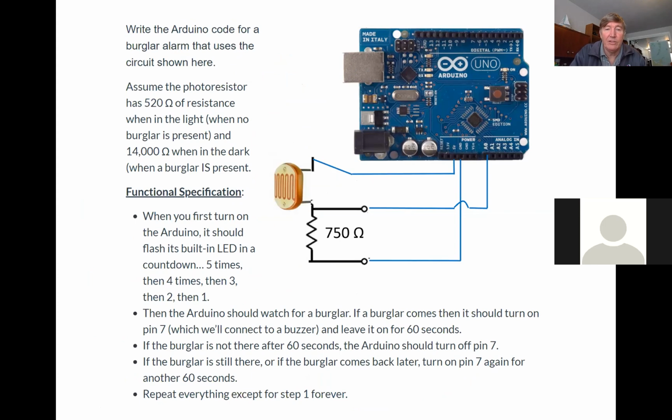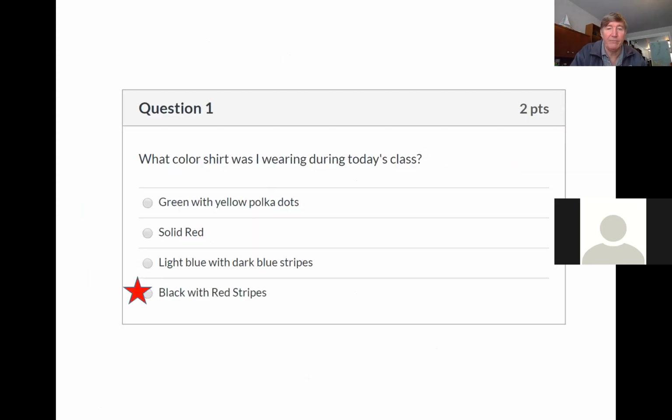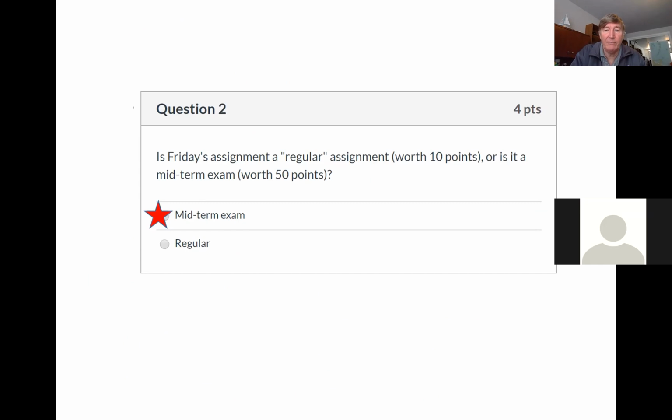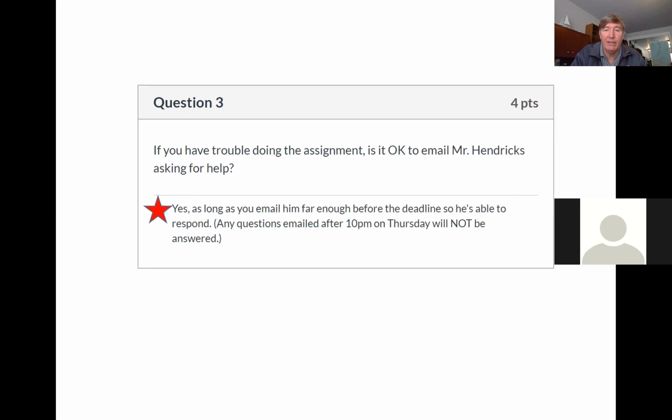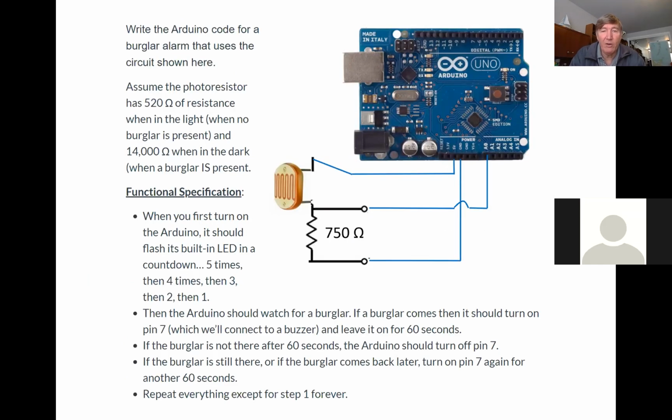I'm not going to talk about the answer. Well, yeah, I will. Let's go through everything. This was the answer to the first quiz question. This was the answer to the second one. Here's the answer to the third one. Now I'm going over the answer to the midterm exam. So this is the problem statement.